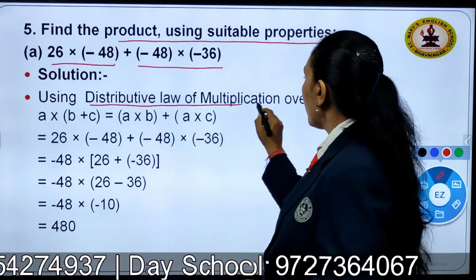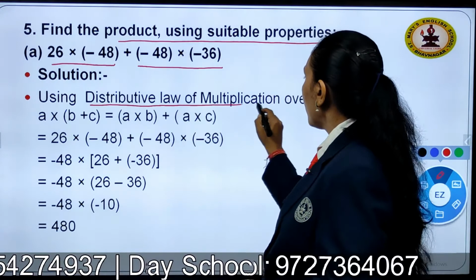Now I will simplify this. 26 minus 36, I will get minus 10. If I multiply minus 10 with minus 48, children, I will get 480 as a positive product. Why? Because I have two negative signs which I multiplied, and so I got my result as a positive integer.